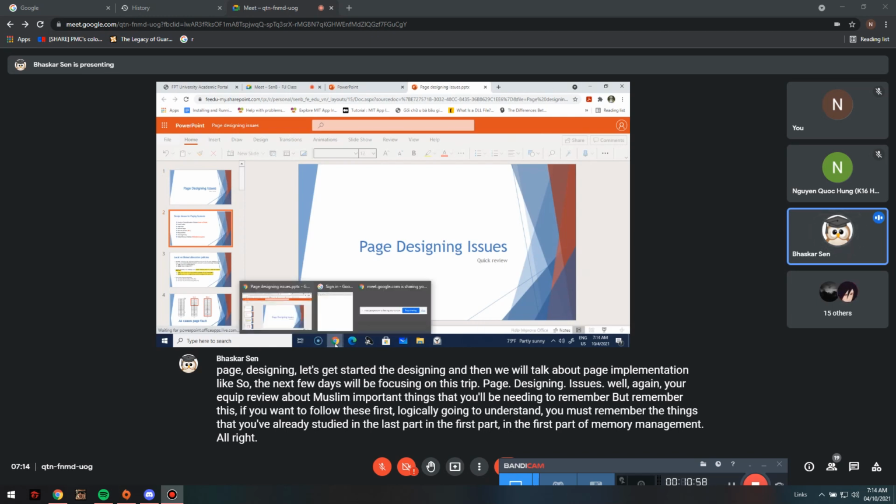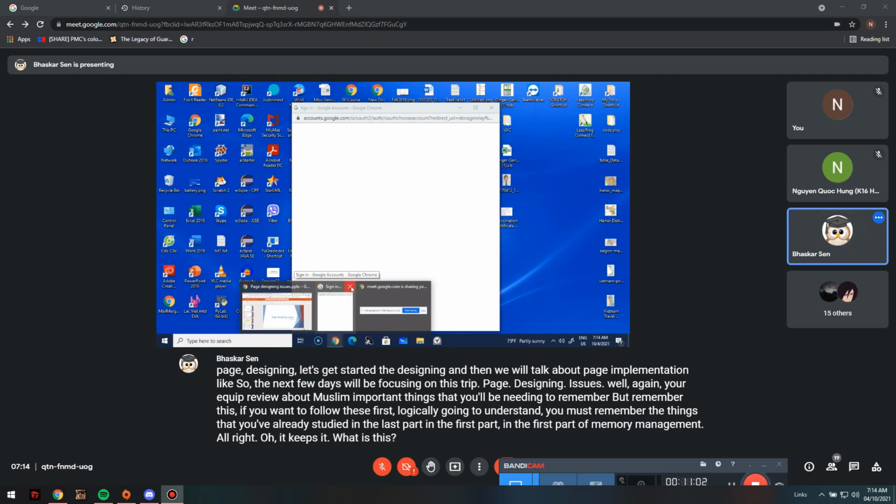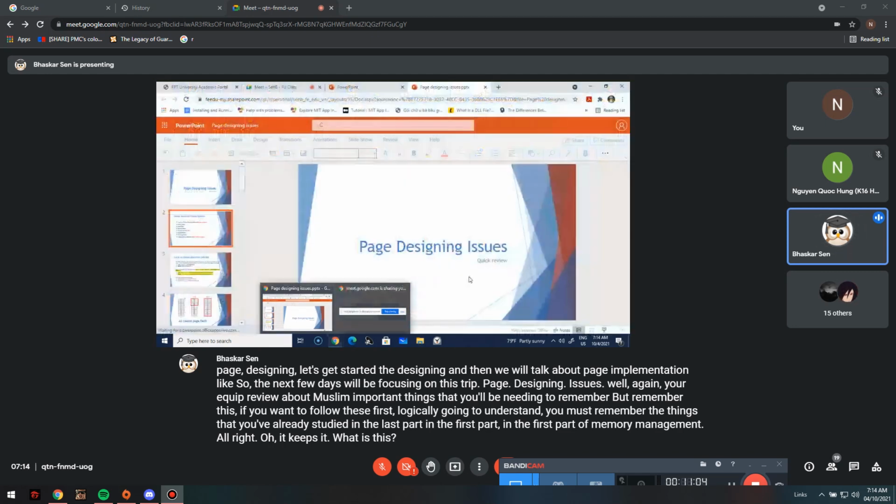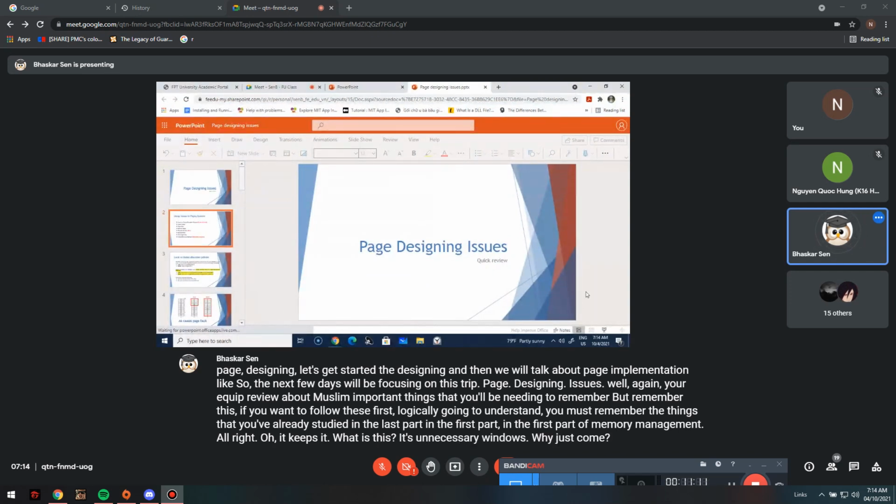Oh, it keeps hanging. What is this? It's unnecessary Windows. Why doesn't it come?